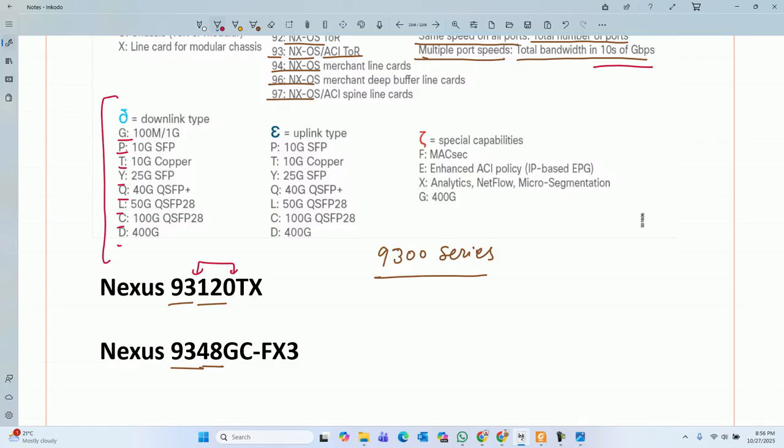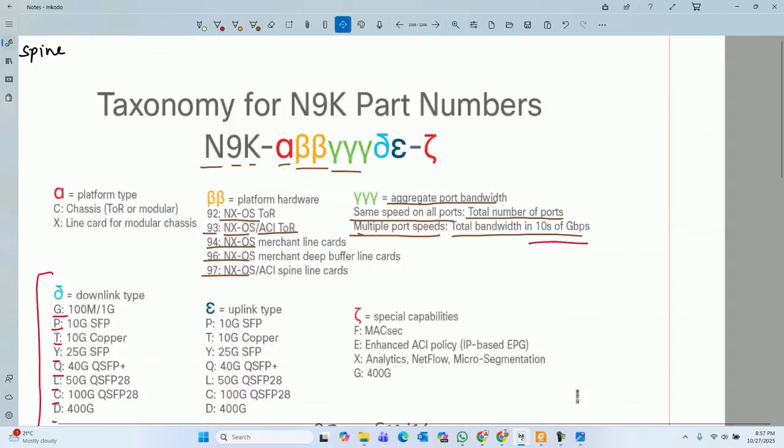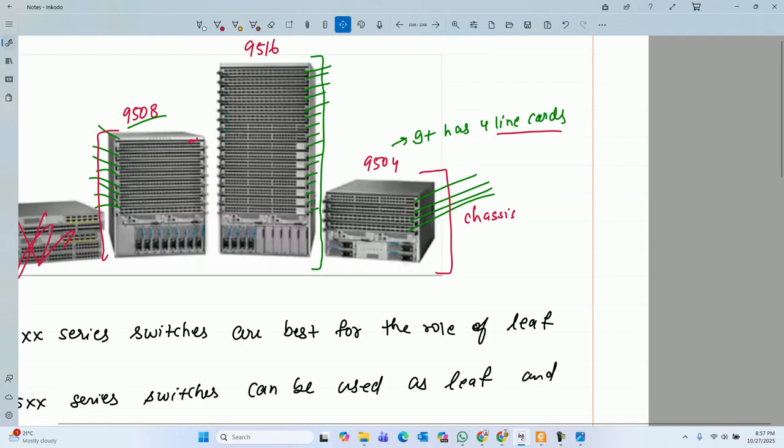Four line cards would be there, not chassis, four line cards. No, one means one line card, but the entire thing is known as a chassis.